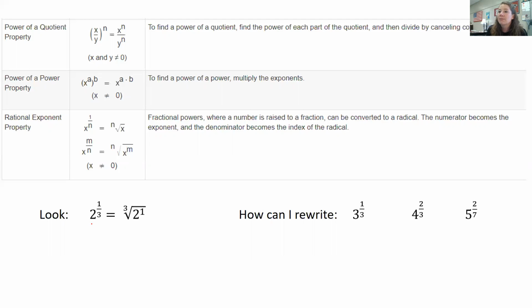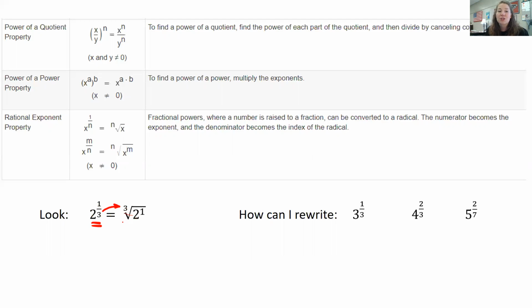For example, look at my number right here. So 2 raised to the 1/3 power. So the 1 stays with the 2. The 1 becomes the exponent to the 2. It goes inside that radical, and the denominator becomes the index. So you would say, what is the 3rd root of 2 to the 1st power? What is the 3rd root of 2?